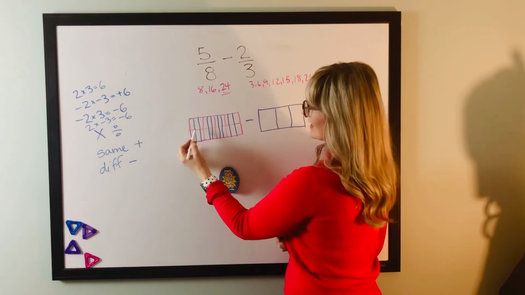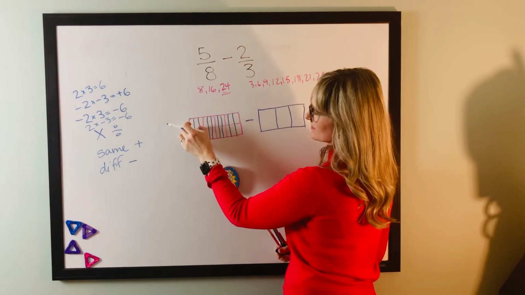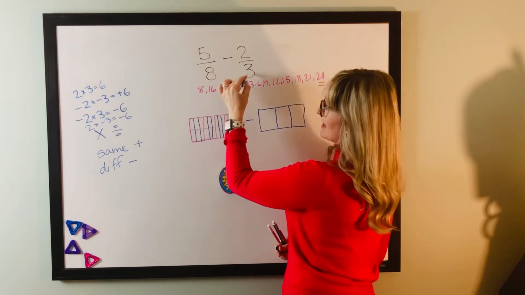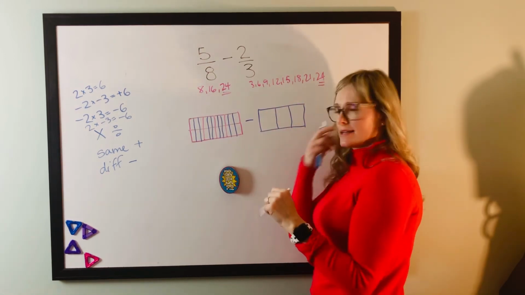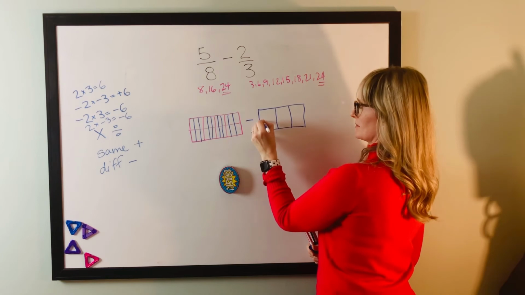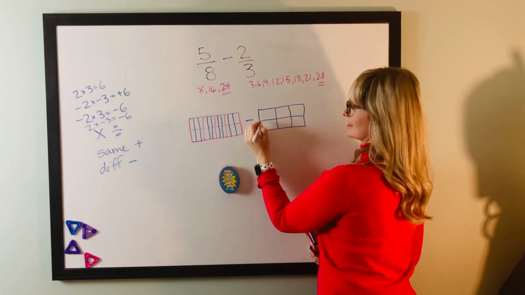Here I had eighths, and I had to break each of the eighths into thirds. That allowed me to have 24. So this time I have thirds. How many do you think I should break each third into? Well, let's break each third into eighths.